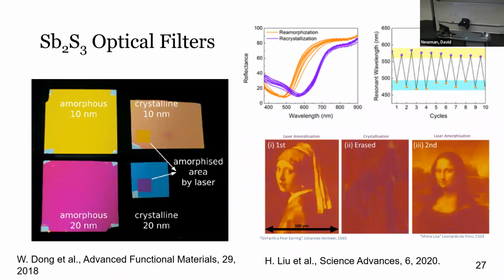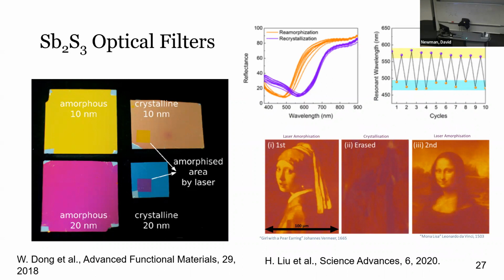So we did a whole bunch of tricks in Singapore. The first paper we made was very simple. We just made a very thin film reflector, with a mirror, essentially, with antimony sulfide on the surface. And we crystallized it, it turned blue. And then we reamorphized it with a laser and it turned back to pink. So this was the first simple demonstration that you can get nice effects in the visible with this.